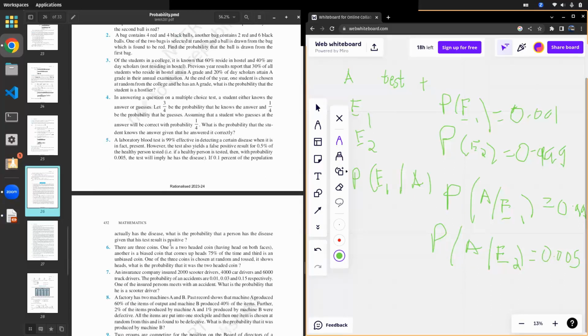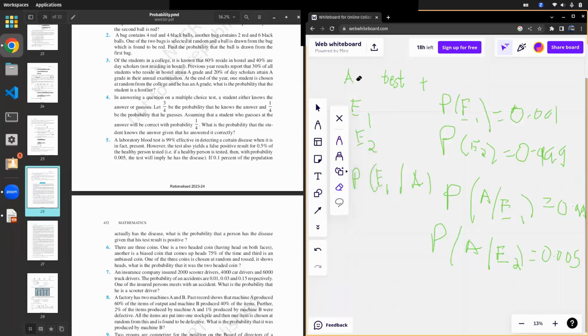So we move to the next question. There are three coins. One is two-headed, having head on both faces. Another is a biased coin and comes up heads 75% of the time. The third is an unbiased coin. One of the three coins is chosen at random. It shows heads. What is the probability that it is the two-headed one?